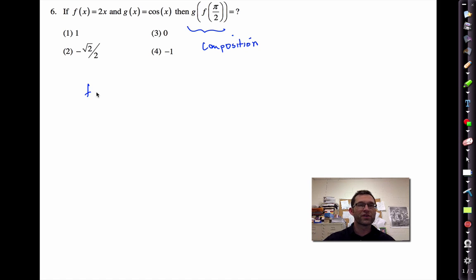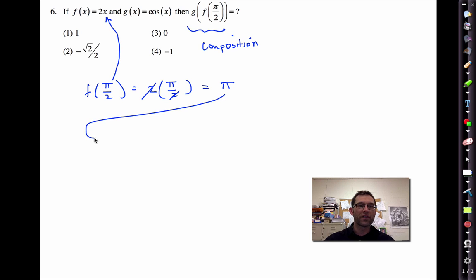So what I first have to do is figure out what f of pi over 2 is. Well, let's stick pi over 2 into the function 2 times x. Right, so I'm just plugging this in for x. Now, of course, that means f of pi over 2 is just pi. But now I need to plug that into my function for g. Well, g of pi is going to be the cosine of pi.